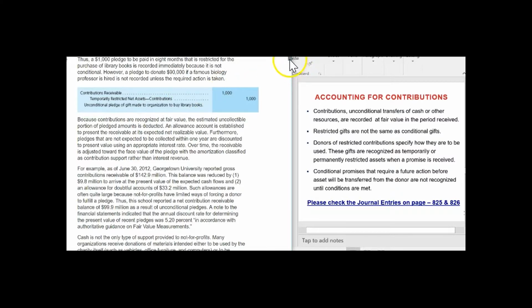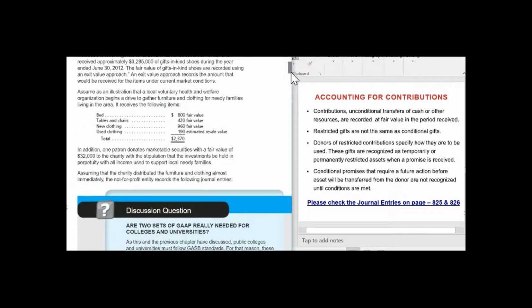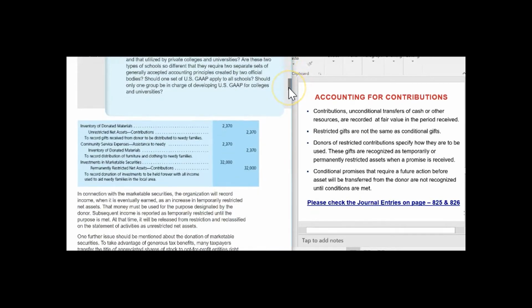So we will see another example, and this illustration says that local voluntary health and welfare organizations receive the following items: beds, tables, and clothings, and these are the fair values. Remember, when you record it, you have to record it at fair value. In addition to this, they also receive some marketable securities, and the fair value is $32,000. And we assume that the charity distributed the furniture and clothing almost immediately. So now what should be the journal entry? Let's check the journal entry.